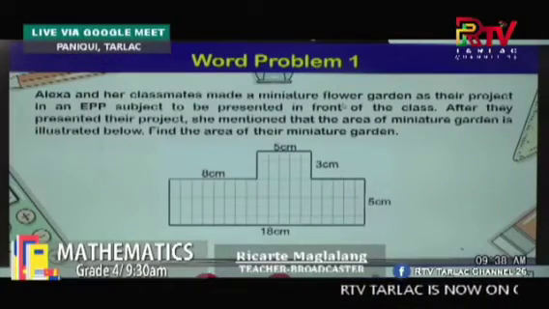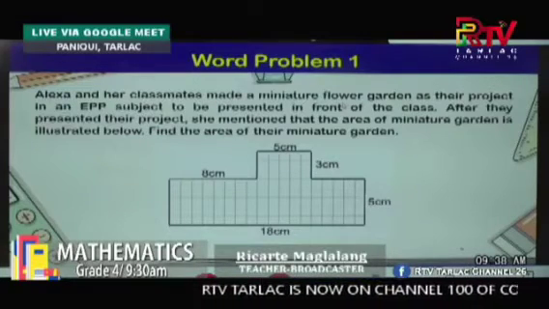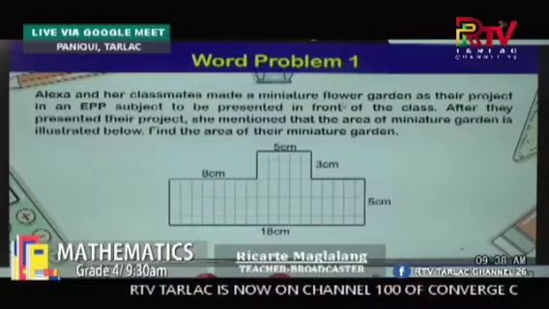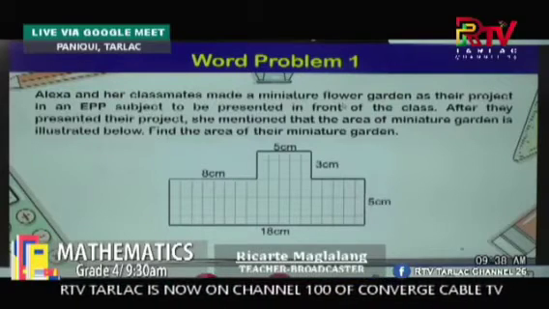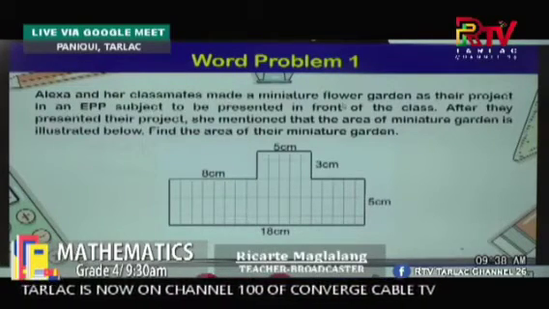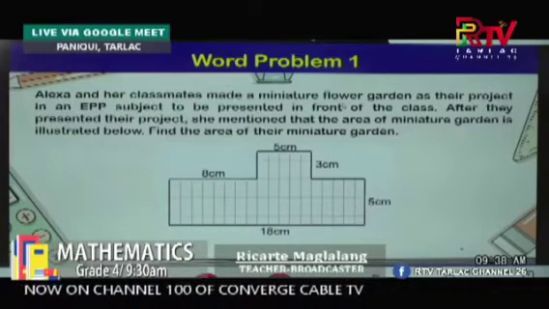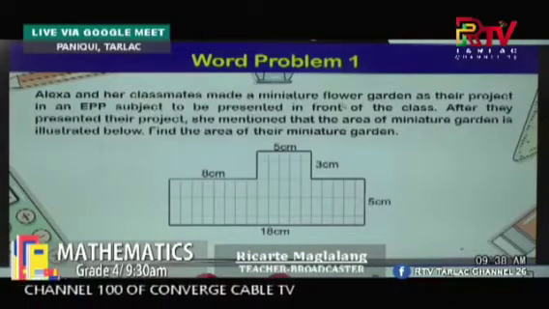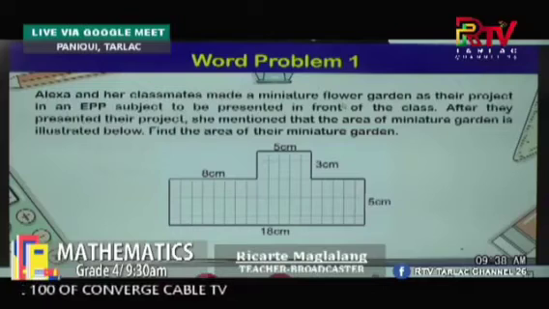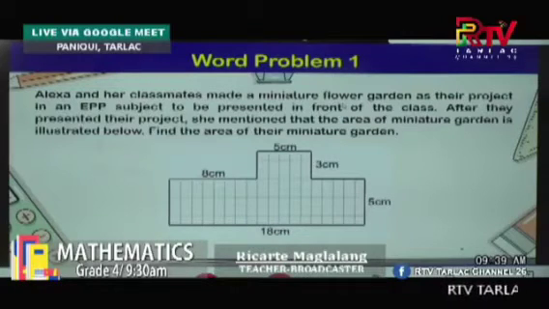Let us read word problem 1. Alexa and her classmates made a miniature flower garden as their project in an EPP subject to be presented in front of the class. After they presented their project, she mentioned that the area of the miniature garden is illustrated below. Find the area of their miniature garden.